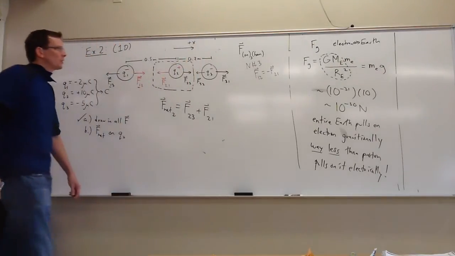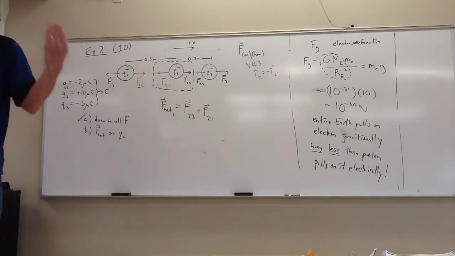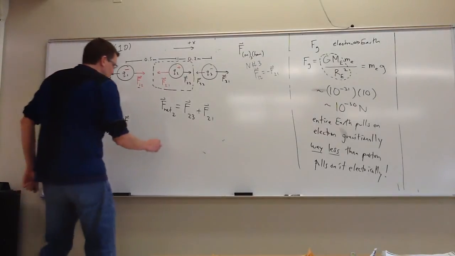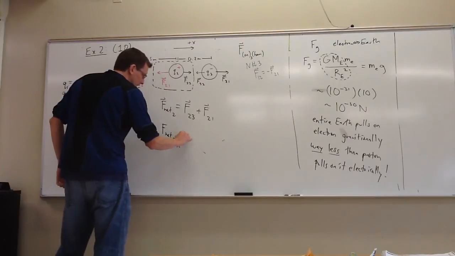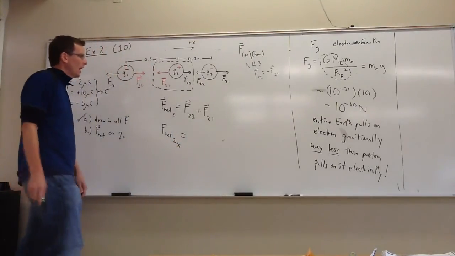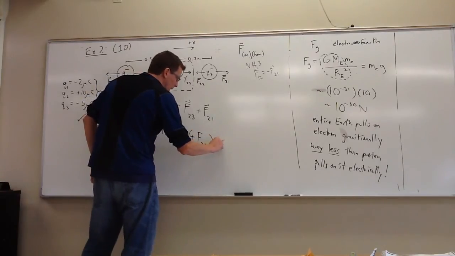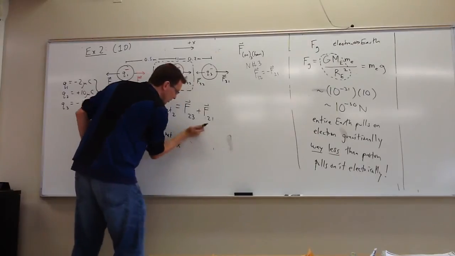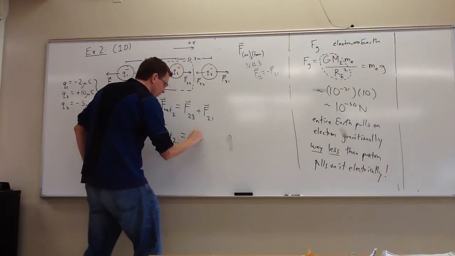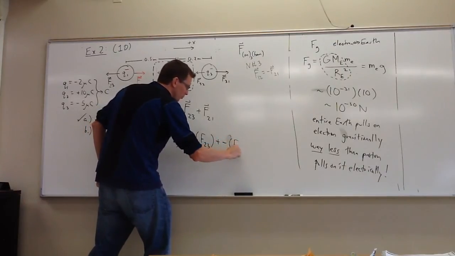Let's pick the plus x direction to be to the right. That's just my choice. Then any forces that point that way are plus, and any forces that point the other way are minus. So if I do the x direction, F net 2, I'm technically working in the x direction. I have a plus F23 and a minus F21.